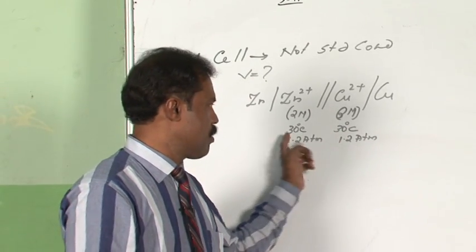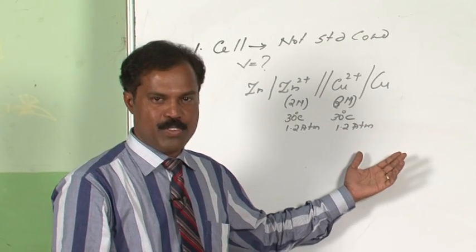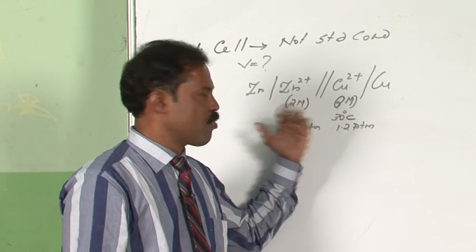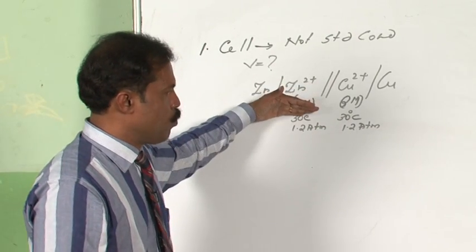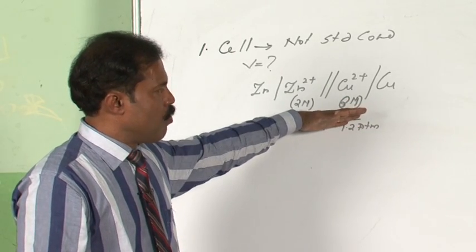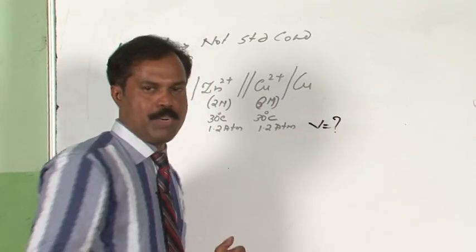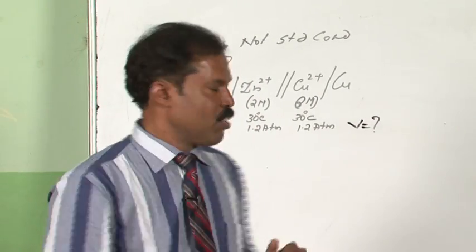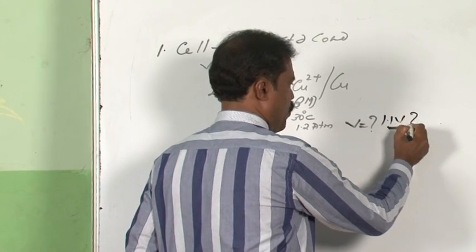The temperature is different from 25 degrees Celsius. Pressure is different from 1 atmosphere. And the concentration is also different from 1 molar. This electrode is at 2 molar. This electrode is at 3 molar. What will be the voltage generated by this cell? Is it going to be 1.1 volt or will it be different?